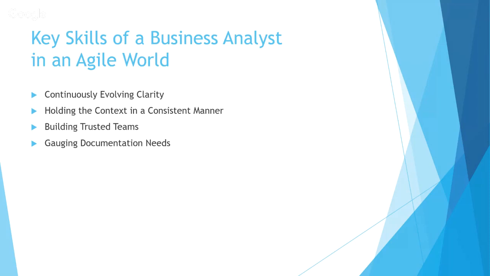Some of the key skills that he outlines for a BA on an Agile project are continuously evolving clarity, holding the context in a consistent manner, building trusted teams, and gauging documentation needs. Those are some of the things that you probably noticed were in my agenda. This isn't the first time you've heard them, and it's not going to be the last time you hear them either.